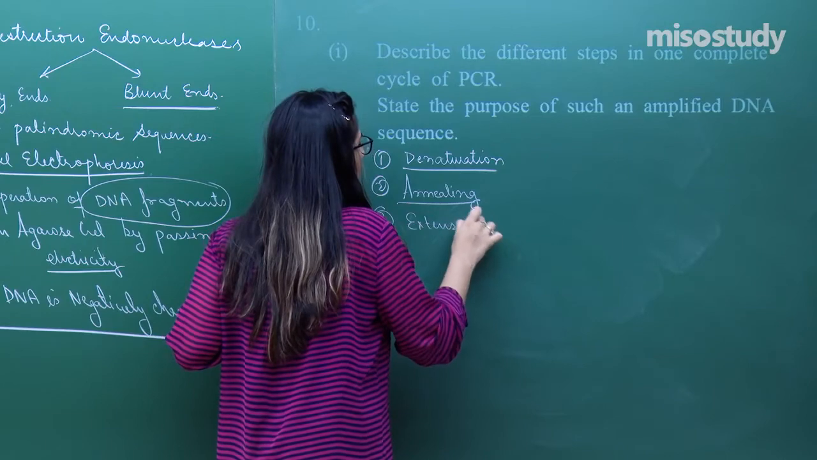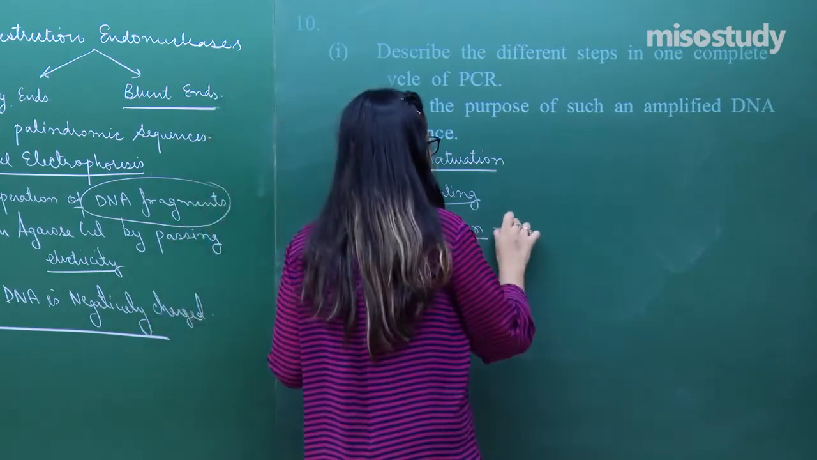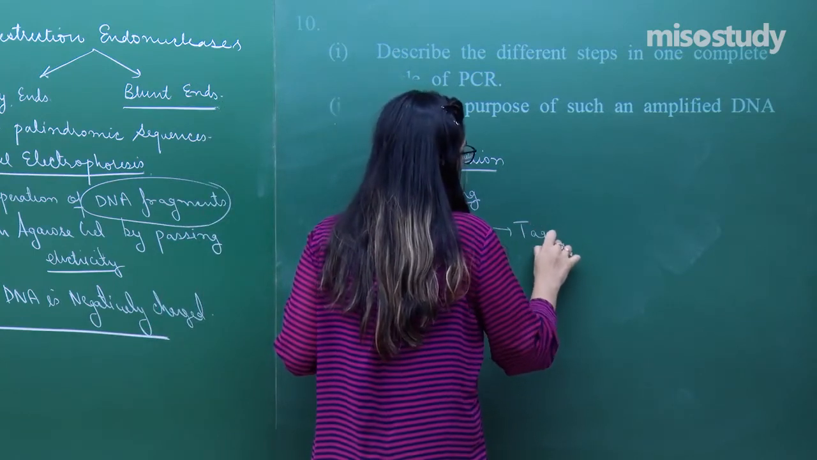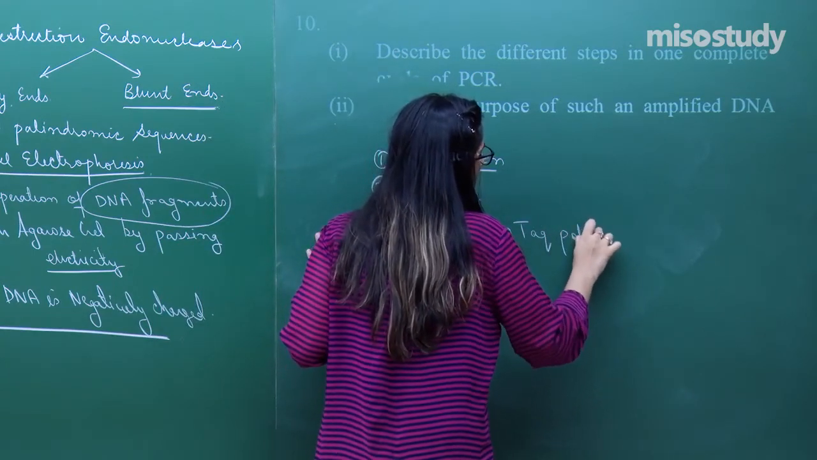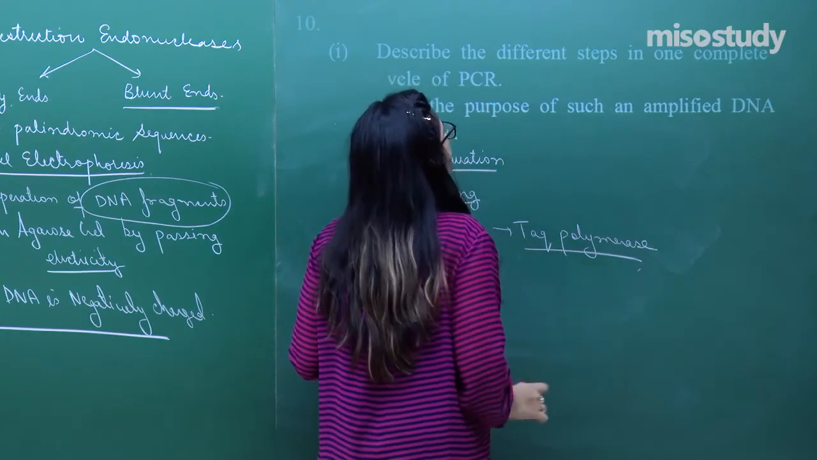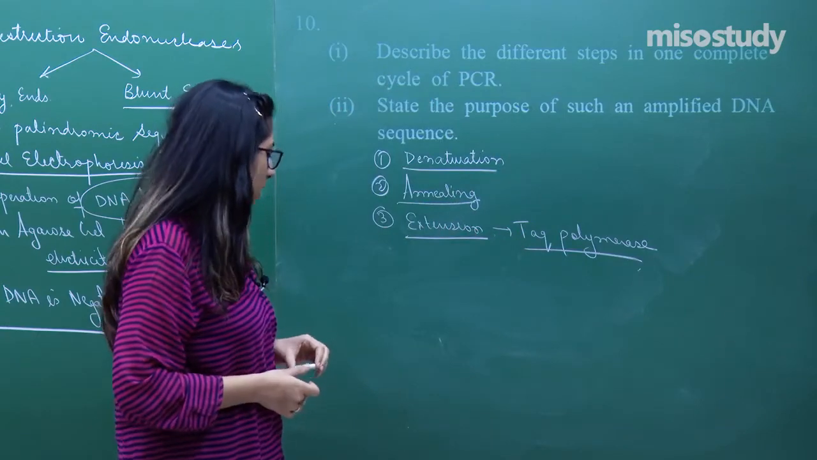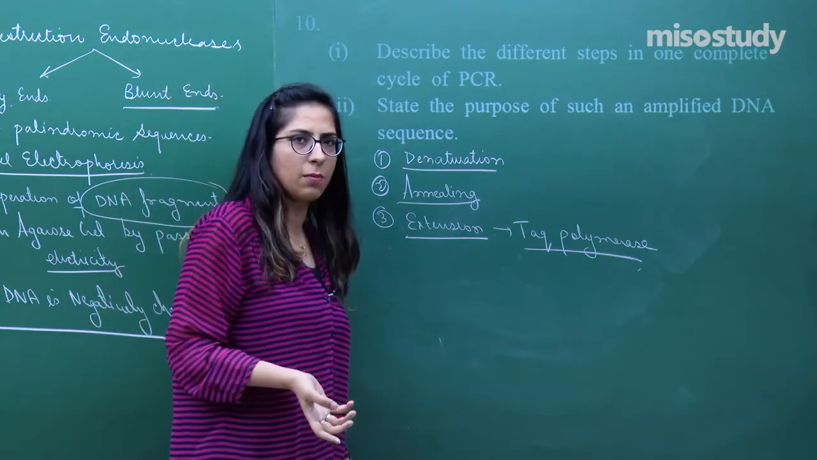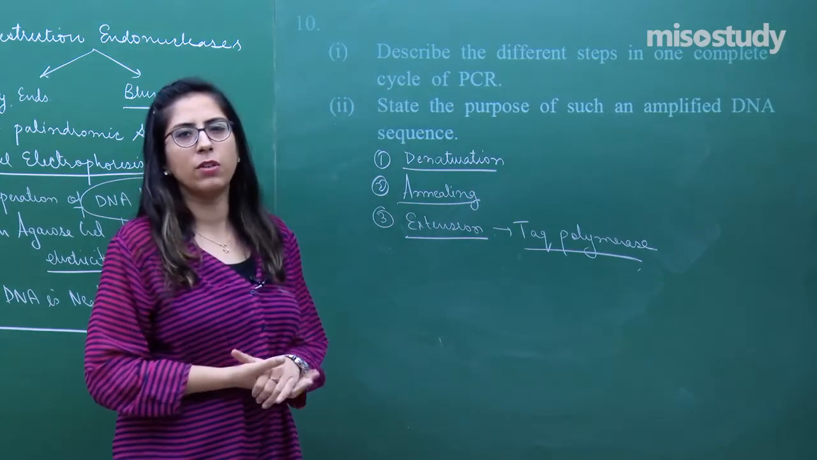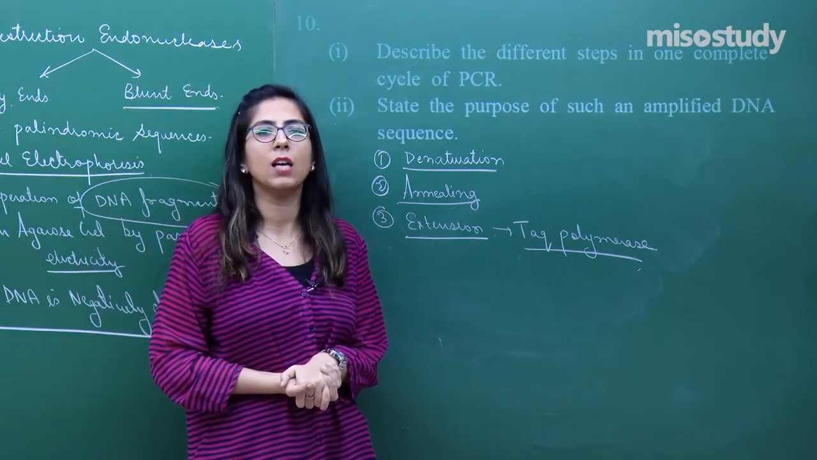In the case of extension, the DNA polymerase which is used is called Taq polymerase. We have already studied about the Taq polymerase, and who discovered the whole procedure? Kary Mullis. State the purpose of an amplified DNA sequence. So many purposes are there. Suppose at a crime scene I find DNA is present and I want to amplify it. That is done with the help of PCR.